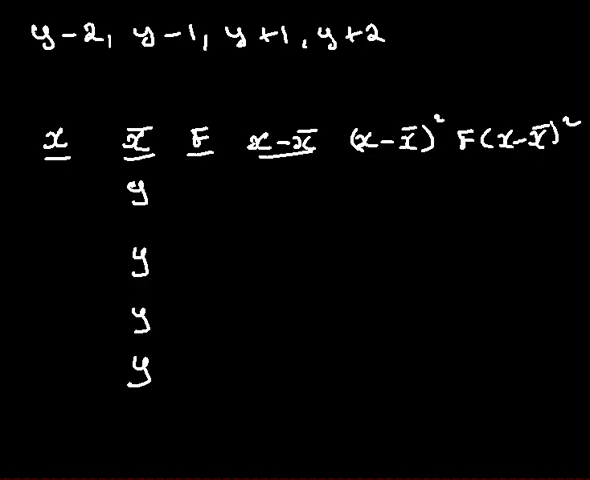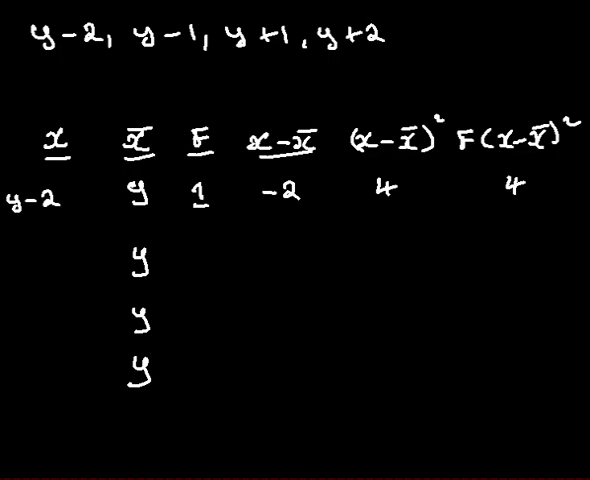And the first value is given as y minus 2. Then the frequency is given as 1. Then we have y minus 2 minus y. So in this case, this y and this y will cancel. We'll have negative 2. And the square of negative 2, that is positive 4. And a positive 4 times 1, that is 4 as well.